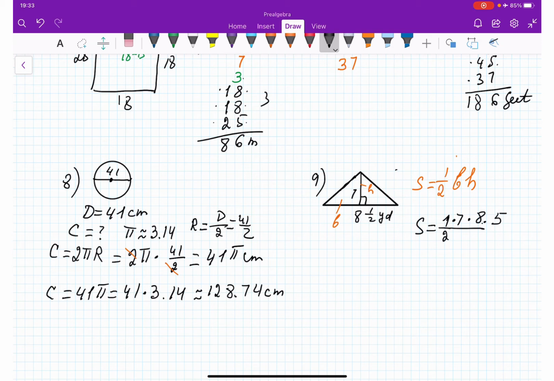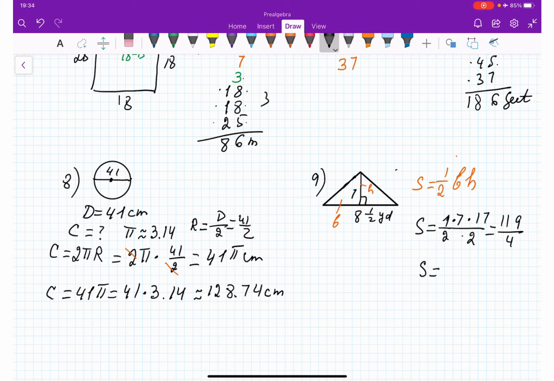Okay, it looks like 8 times 5. Let me write it down better. Or I can do it this way. Convert into an improper fraction. 8 times 2, 16. 16 plus 1 is 17. Times 17 over 2. Over 2. And we will get 7 times 17. 7 times 7, 49. 4 in mind. 7 and 4, 11. So 119 over 4.